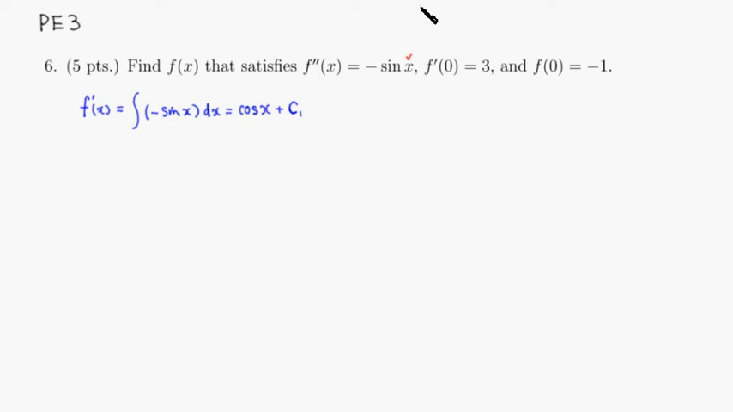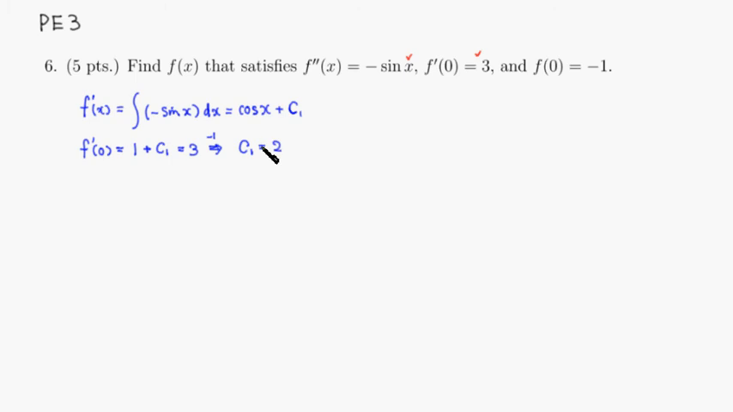Now we can use f prime of 0 equals 3 to find C1. So let's do that. Plug in 0 for x, so f prime of 0 is equal to cosine of 0, which is 1, so I put 1 plus C1. And we're supposed to get 3, so we set that equal to 3. Then we can just subtract 1 from both sides, so C1 is equal to 2.